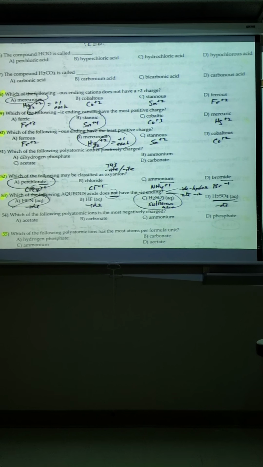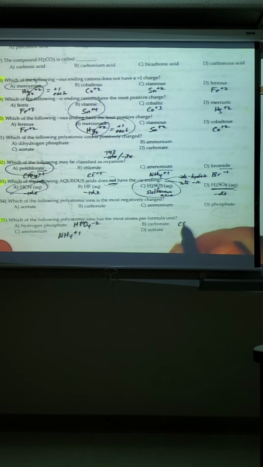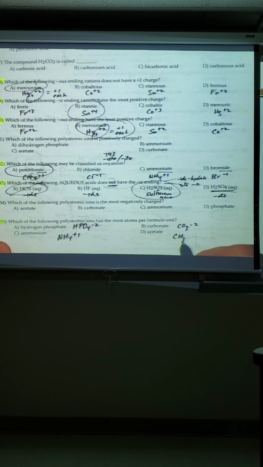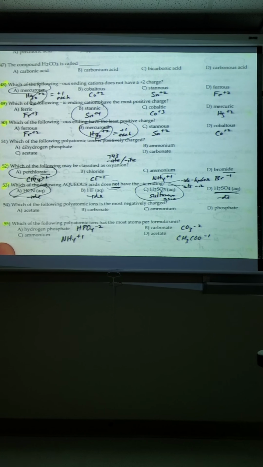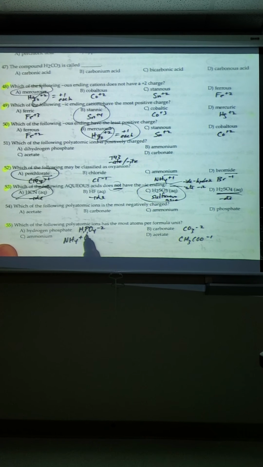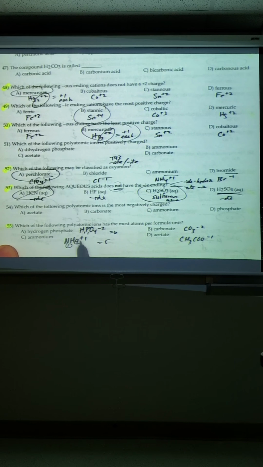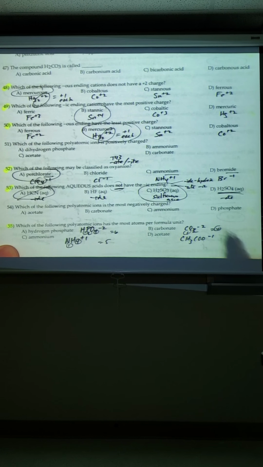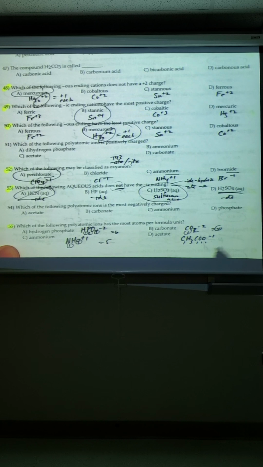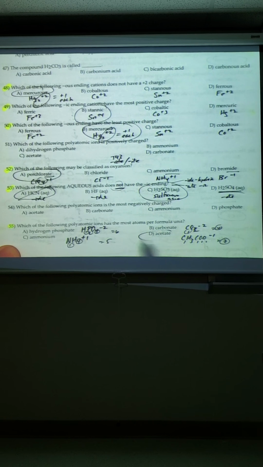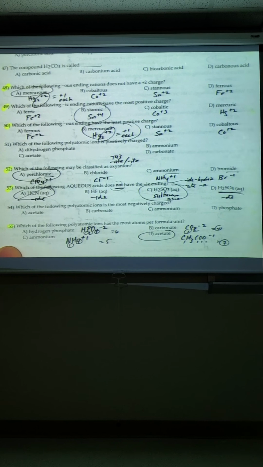Number 55 says which one has the most atoms? Hydrogen phosphate is HPO4 -2. Ammonium is NH4 +1. Carbonate is CO3 -2. Acetate is CH3COO -1. Most atoms would be 1 + 1 + 4, that's going to give you 6. 1 + 4 is going to give you 5. We're just adding up these subscripts. 1 + 3 gives you 4. 1 + 3 + 1 + 1 + 1, that's going to give you 7, and the winner. Most atoms, biggest formula.